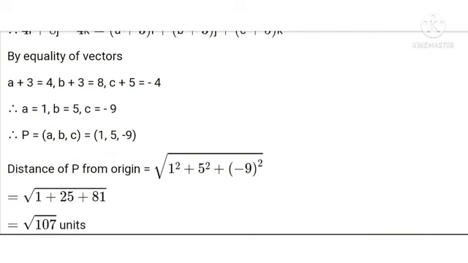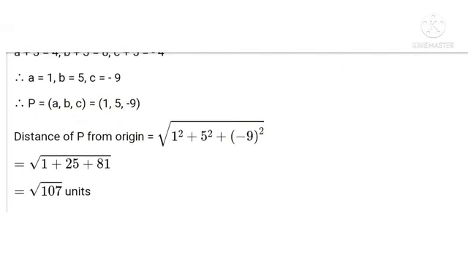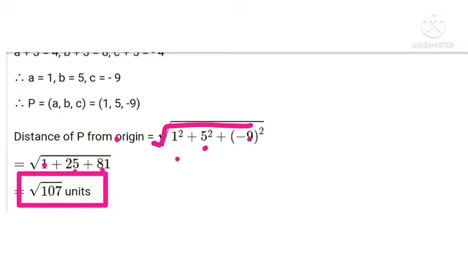Now, we have to find distance of P from origin. We use distance formula. Root of x2 minus x1 bracket square plus y2 minus y1 bracket square plus z2 minus z1 bracket square. Root 1 minus 0 bracket square plus 5 minus 0 bracket square plus -9 minus 0 bracket square. 1 square 1, 5 square 25, 9 square 81. So we get the final answer as distance of P from origin is root 107 units.